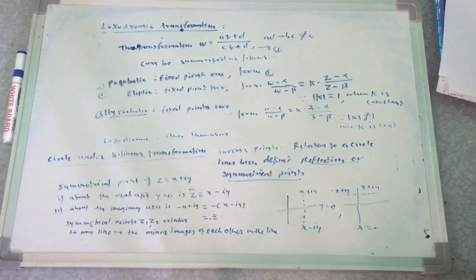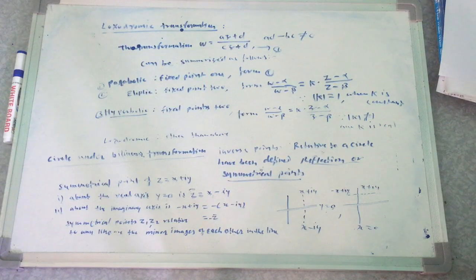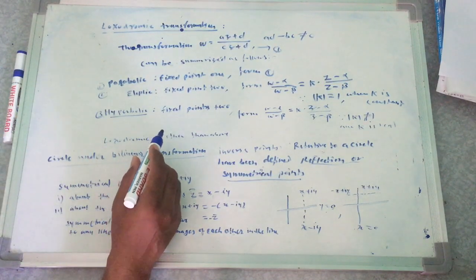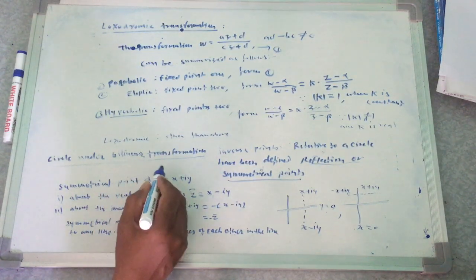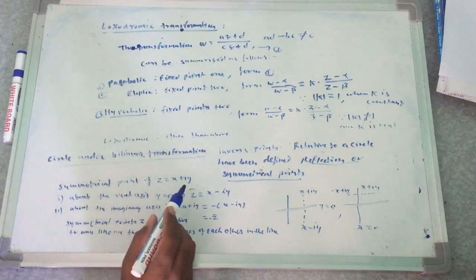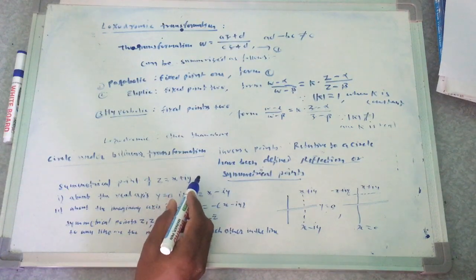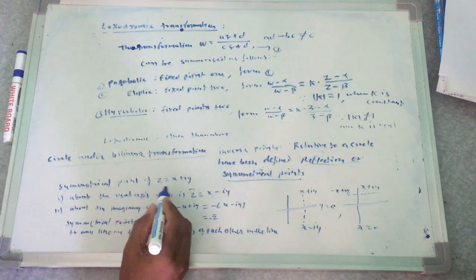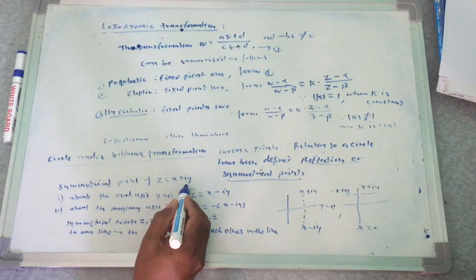So we have to consider here again a circle under the bilinear transformation. The inverse point relative to a circle has been defined as the reflection or symmetrical points. The symmetrical point of Z is equal to x plus iy.